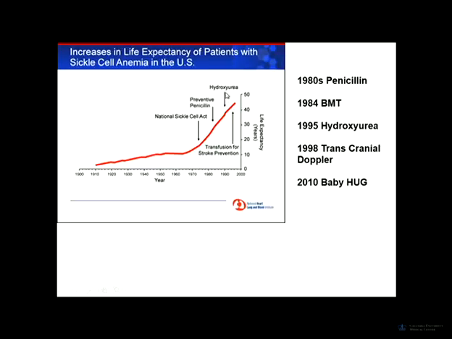More recently, hydroxyurea has started to cause an increase in life survival. And even more recently, we're realizing that by preventing stroke in sickle cell disease, we can improve the life expectancy. And then more recently, just a few years ago, it was realized that children will benefit from hydroxyurea starting at a very early age. And we'll talk more about hydroxyurea.